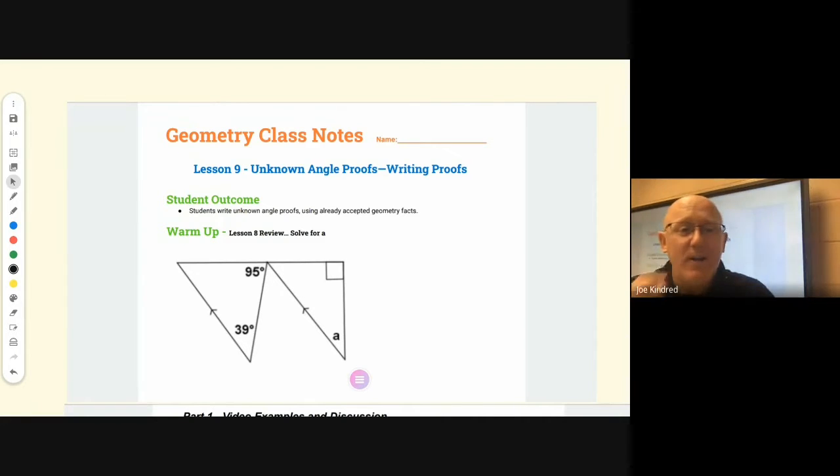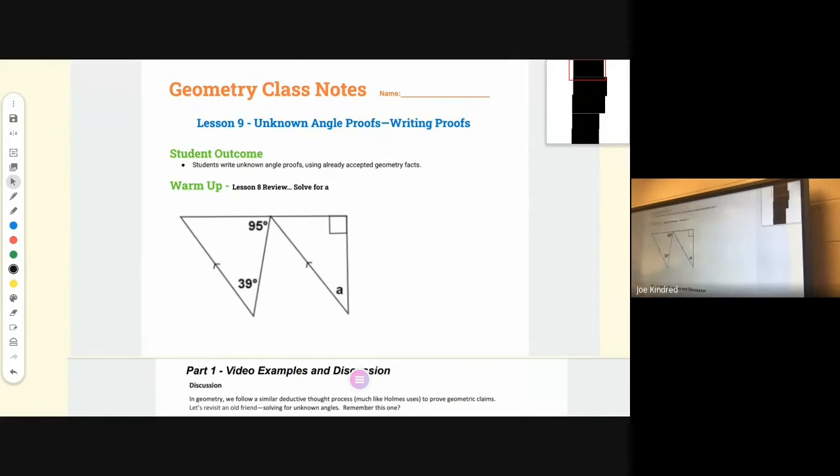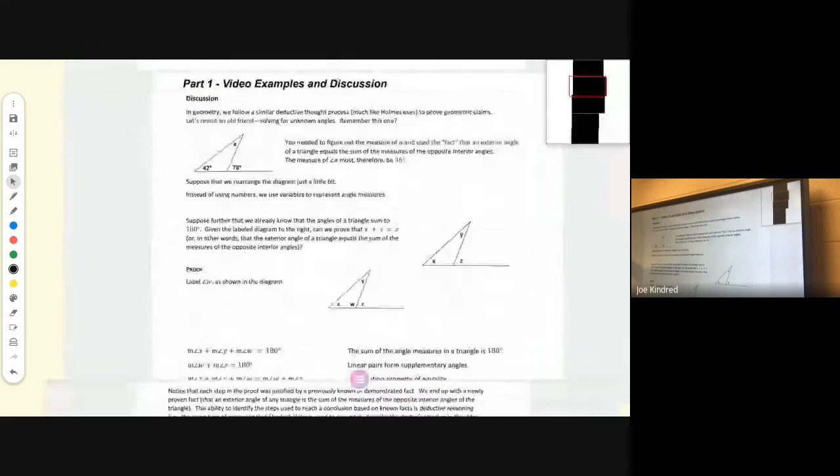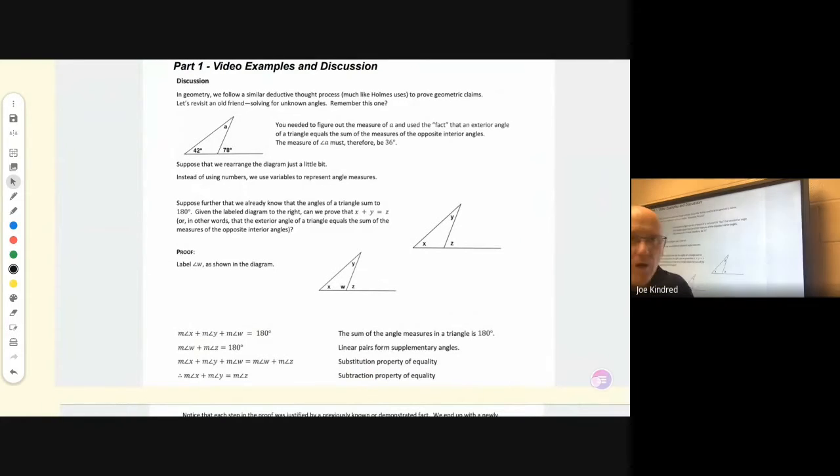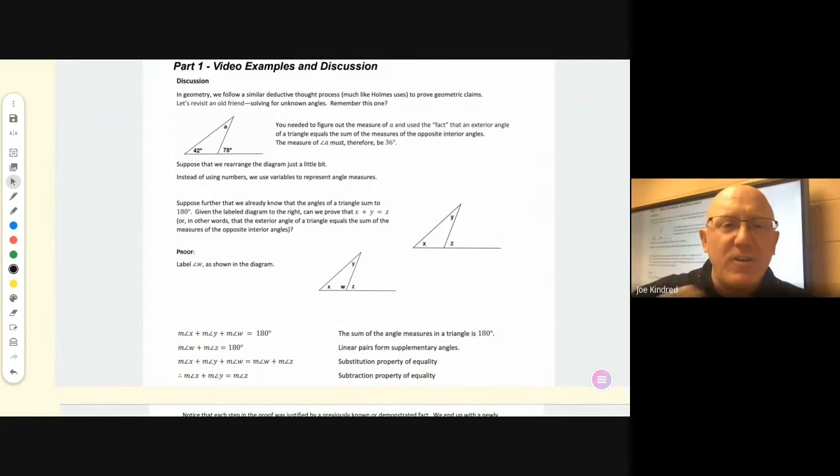Let's get started, as we've already done the warm-up problem, with that introduction to writing proofs, proving things, in other words. During this video, we're going to briefly discuss what amounts to an introduction into what we are trying to accomplish with these facts that we know to be true.